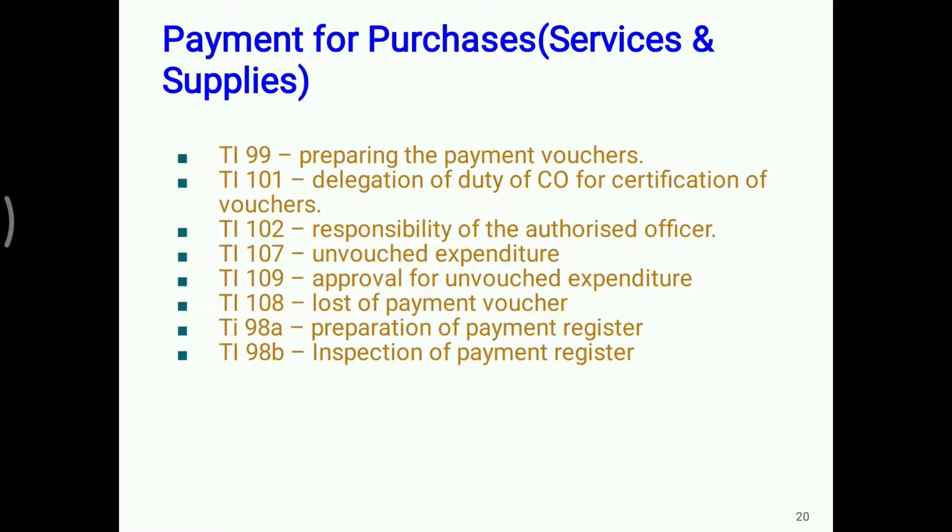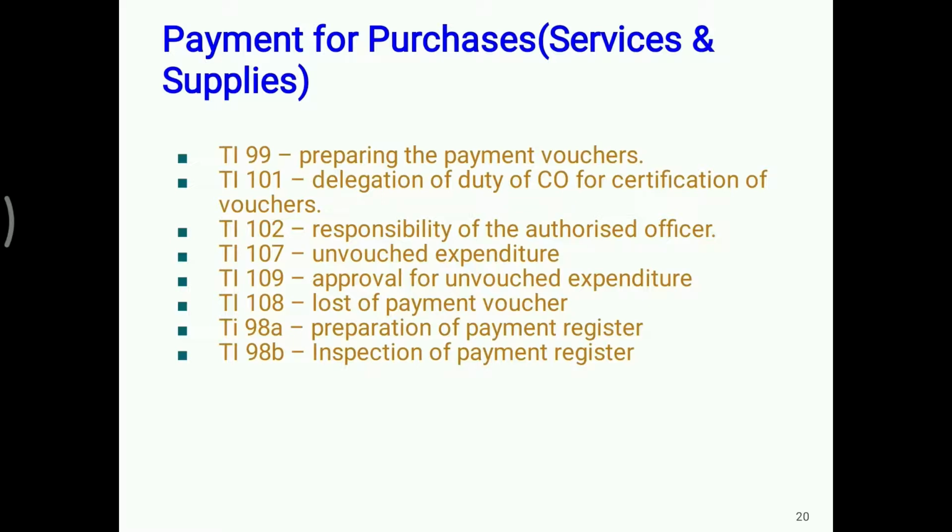Treasury Instruction number 99 states that all vouchers prepared should contain detailed particulars, including the date of transaction, voucher numbers, and quantities to enable it to be verified adequately. Treasury Instruction number 101 states the controlling officer may delegate his authority for vouchers to be certified. Treasury Instruction number 102 states the signature of the controlling officer or his authorized representative indicates the accuracy of every detail contained on the voucher.